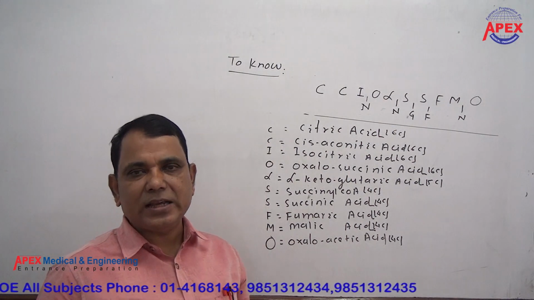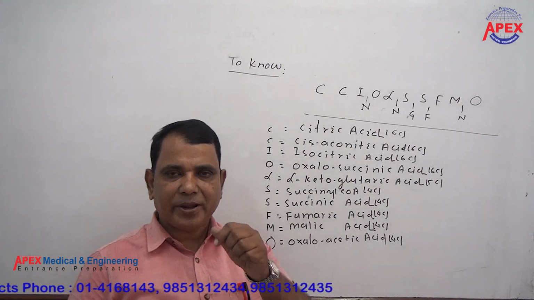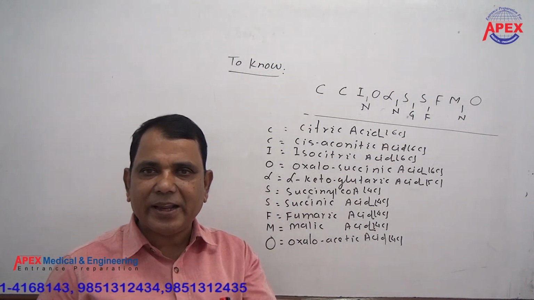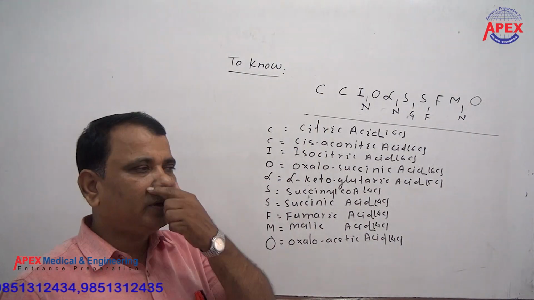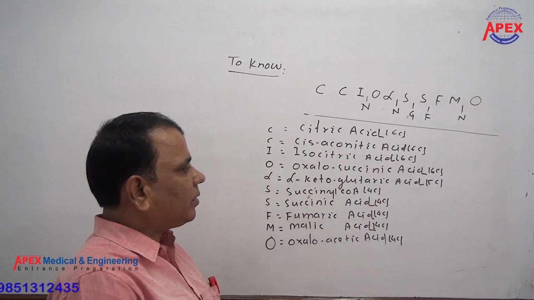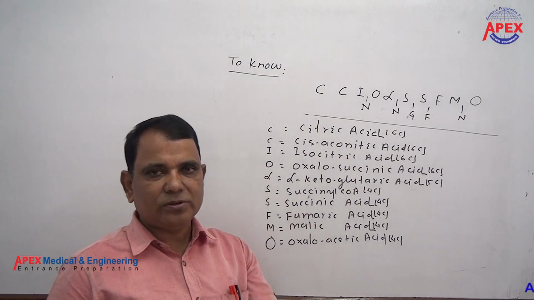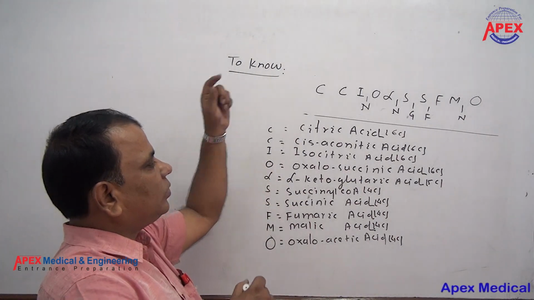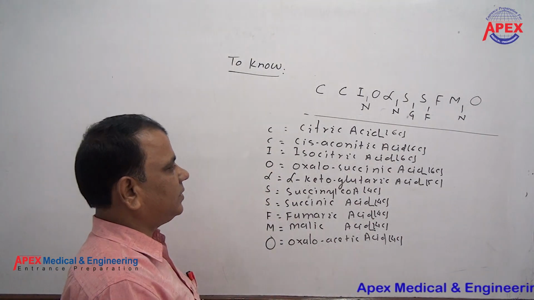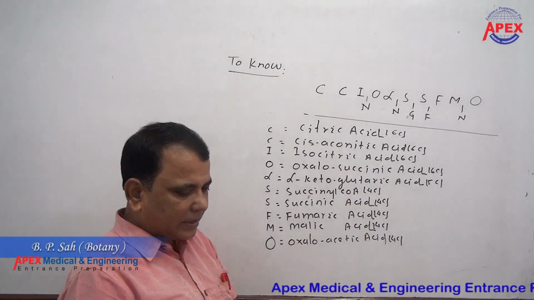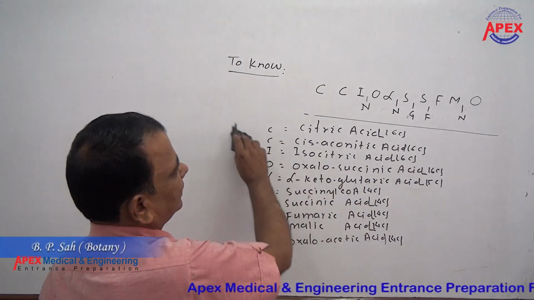What are the CCIO alpha SSFMO? त्यसको फुल मिनिङ के हो, यसको फुल फर्म के हो, कुन कम्पाउन्ड हो, कति कार्बन कम्पाउन्ड हो, 4 वटाले बनेको छ, 5 वटाले बनेको छ, that we have to know. Only this is to know, मात्रै लेखेको छु मैले, that is the point, right? You know. After that what we have to know is that, right?